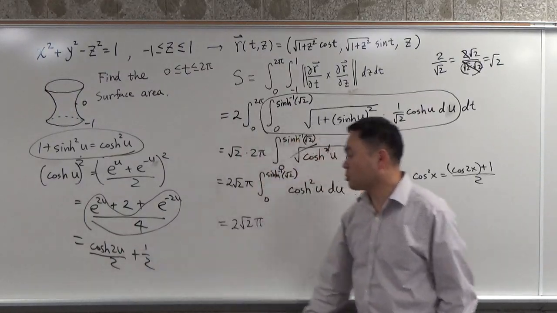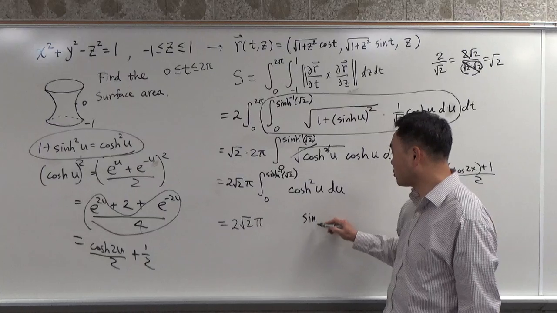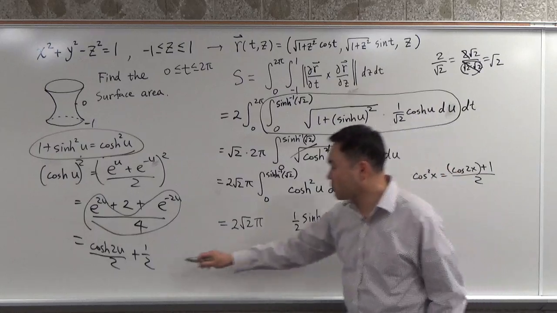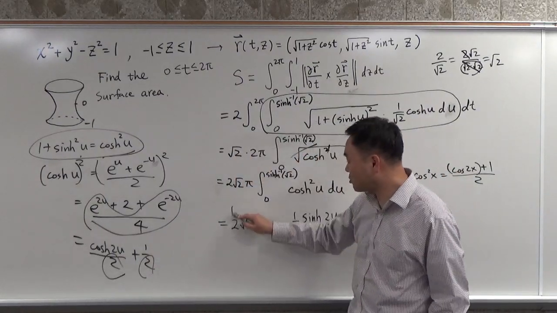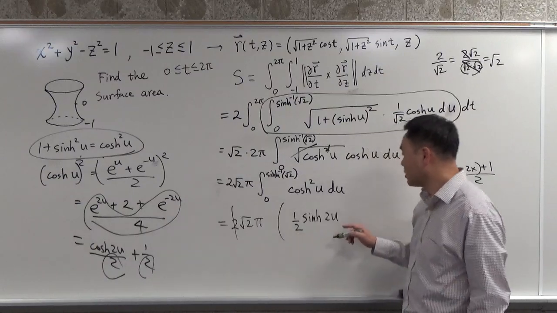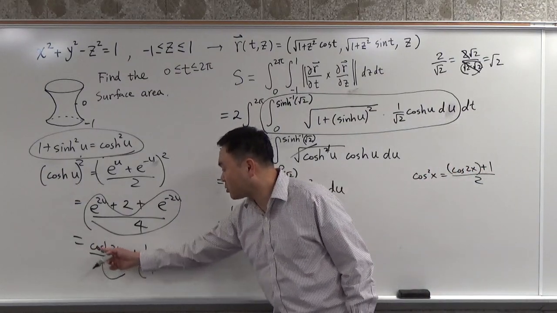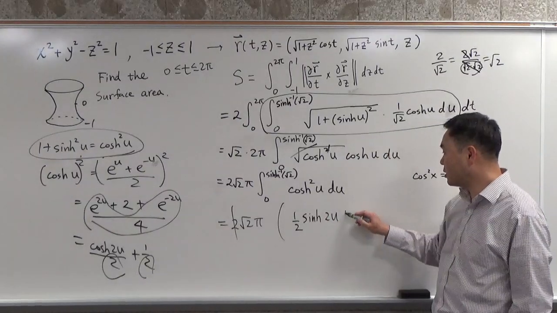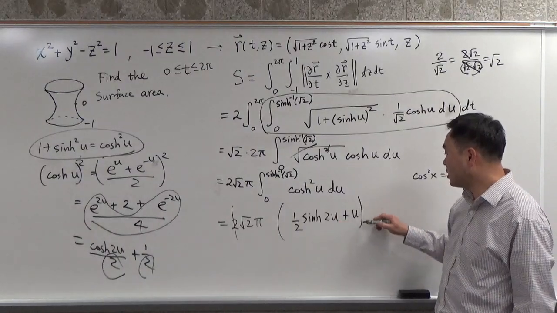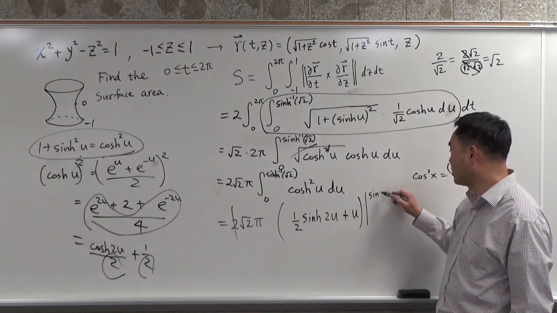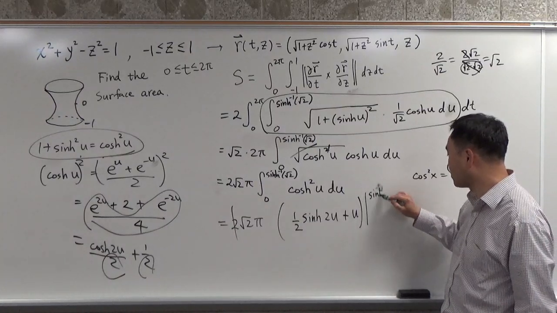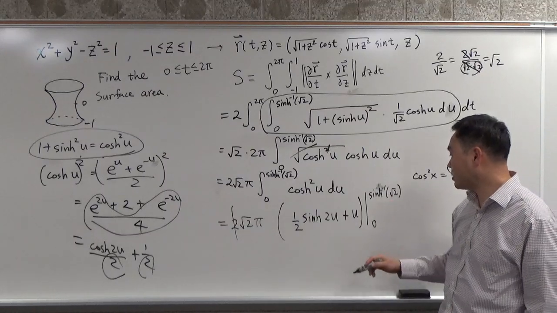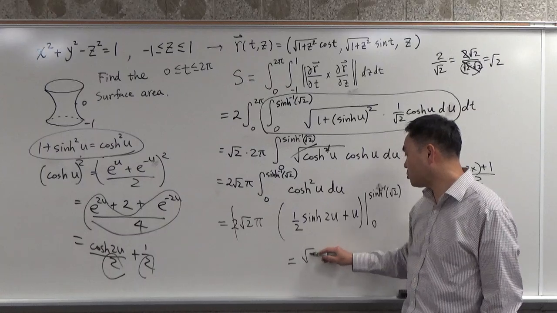If you integrate cosine hyperbolic 2u, that's sine hyperbolic 2u with the 1/2 in front. Oh, there's a 2 in the denominator, but let's just use that to cancel this 2, okay? So once those 2 are gone, cosine hyperbolic 2u integrates to sine hyperbolic 2u with the 1/2 because of this 2u. And then 1 integrates to u, and then you plug in sine hyperbolic inverse of square root of 2, and then 0 here, you plug that in, and the answer will be square root of 2 pi.